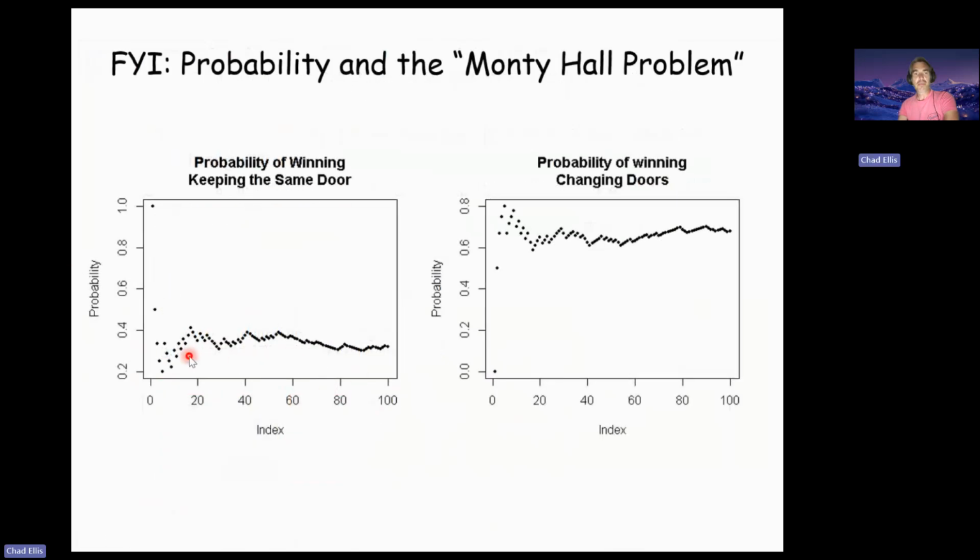And here is just a plot showing you how the different probabilities work out. If you keep with the same door, this is the number of tries along the x-axis, and this is the probability of success. You can see that basically it evens out to about a 1 in 3 success rate. On the other hand, if you switch your choice after you see which door has a goat behind it, you now have a success rate of getting the car of about 2/3.